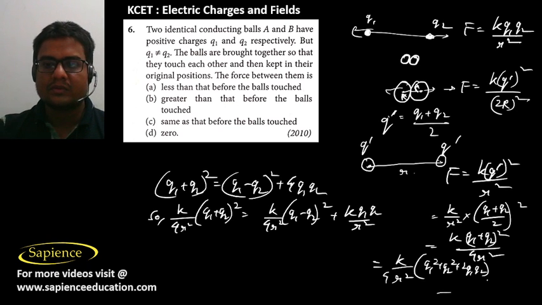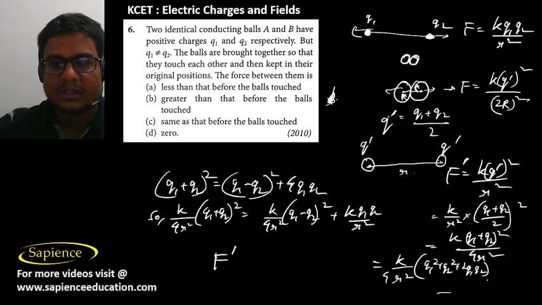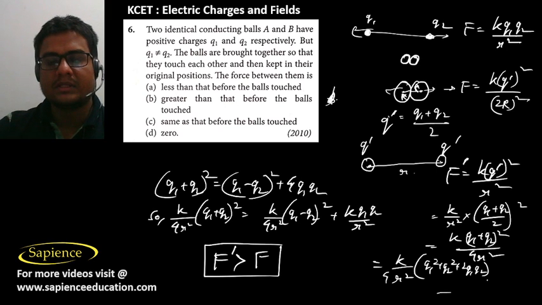So the new force after the redistribution of charges, after they are brought together, that is higher. It means that the force in between them after they are being touched is greater than the force in between them before they are being touched. So f dash is greater than f.